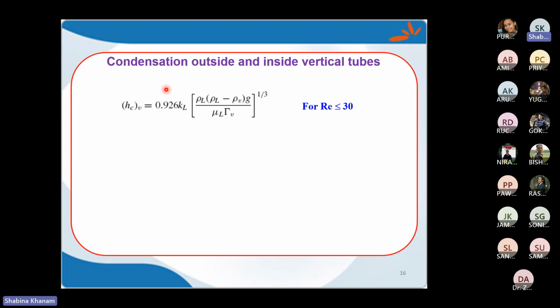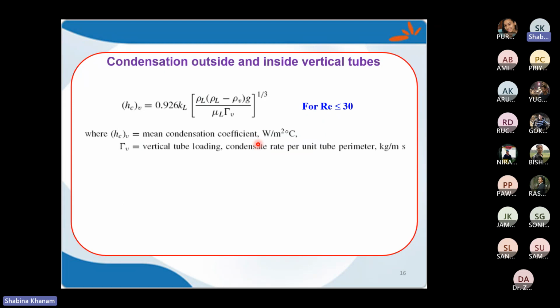So this is HCV, and this is the expression, the empirical correlation for Reynolds number less than equal to 30, and this capital gamma V is vertical tube loading, that is condensate rate per unit tube perimeter. If you consider the horizontal, it was per unit length. Now in the vertical tube, loading is per unit tube periphery. So in that case you can consider this, and this is for single tube.